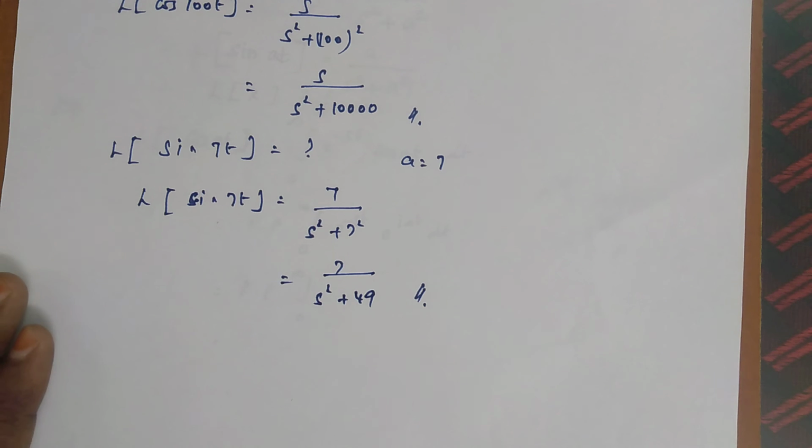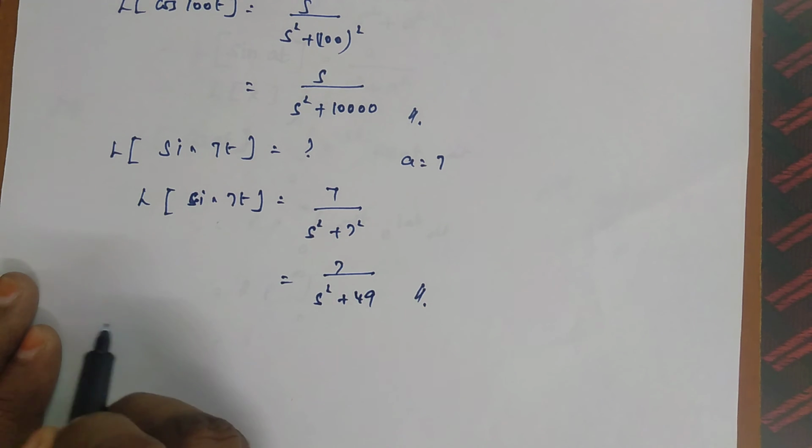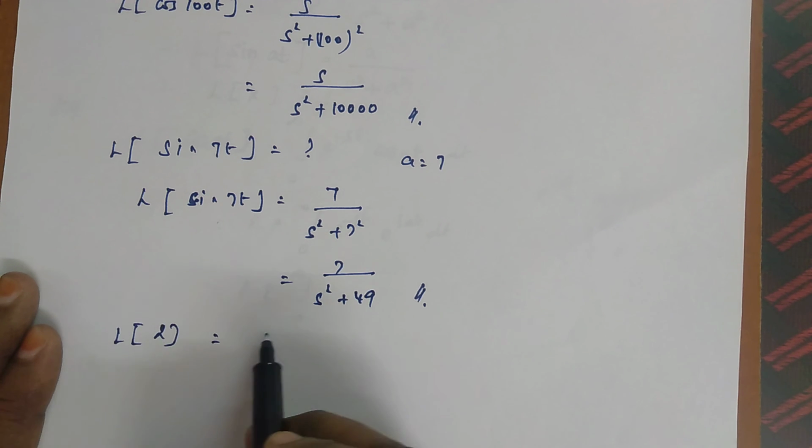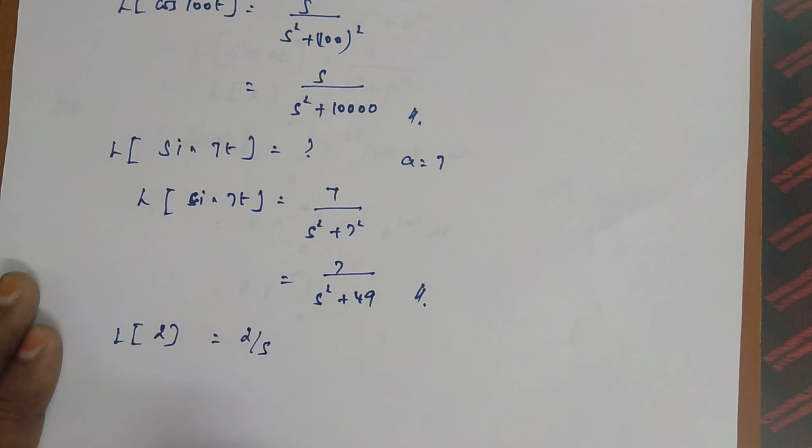Instead of k, if you are taking any number, for example, find L of 2. If the question is find L of 2, what we have to do? 2 by s, because the result is k by s. So instead of k, here we are having 2, that means 2 by s. Or find L of root 3 by 2. Root 3 by 2 is a constant, you can take it outside. So the result is 1 by s.